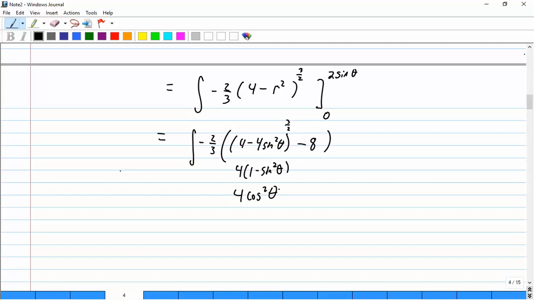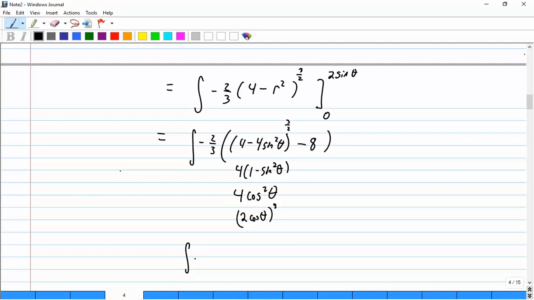The square root of 4 cosine squared is 2 cosine theta. 2 cosine, not squared, 2 cosine theta, right? That's the square root of that, 2 cosine theta. And that's then raised to the 3rd power. Wow.